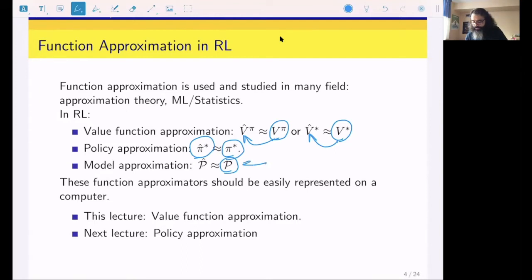Model approximation is maybe most relevant in the case of model-based reinforcement learning, which we are going to talk about at some point. Policy approximation I'm not going to talk about today, but probably next lecture. The other one is value function approximation. This is the topic of today's lecture, and I will continue this lecture on value function approximation next session.